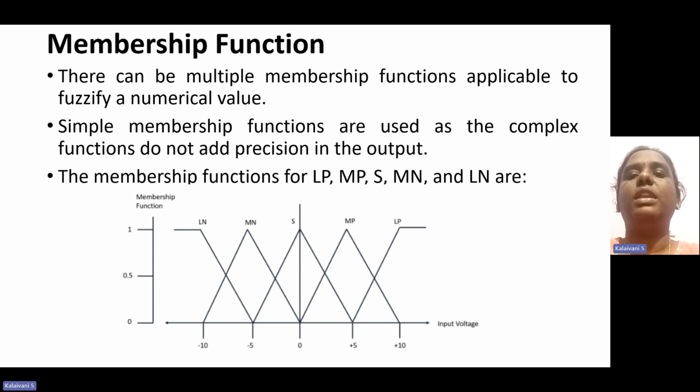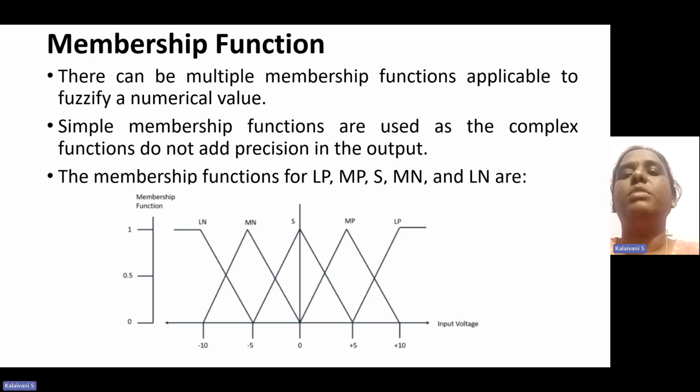-10 we represent as large negative, -5 as medium negative, 0 as small, +5 as medium positive, and +10 as large positive. The membership function, as I told, ranges from 0 to 1, so it has 0, 0.5, and 1. This is the sample membership function.